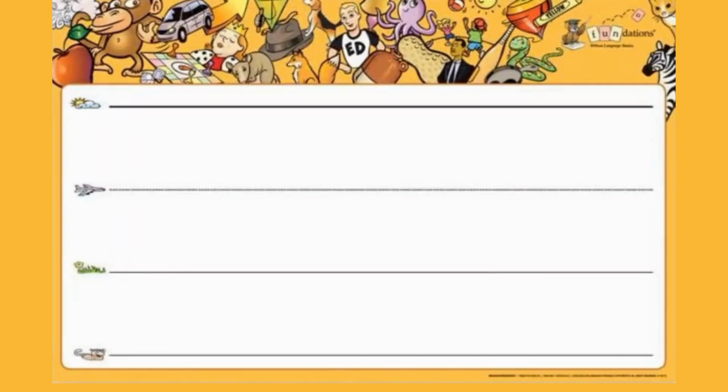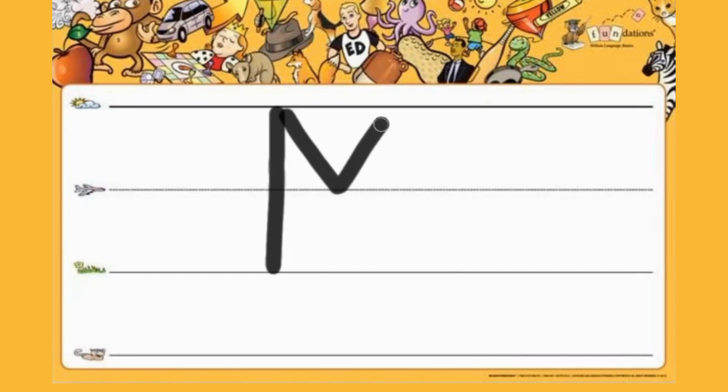For uppercase M, point to the skyline, go down to the grass line, point to the skyline, slide down to the plane line, and slide back up to the skyline. Go down to the grass line.